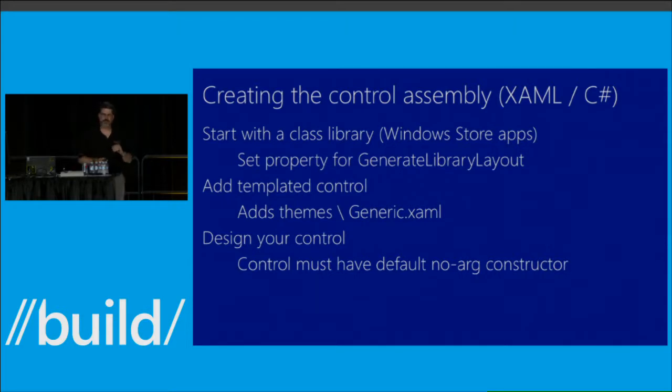Add your themes, but before you do that, you want to right-click and say Add Templated Control. That's a special type that you can add to a Windows 8 XAML project. And this exposes what your user will need to attach templates for look and feel. So you don't have to code all that infrastructure. And then write your control. Draw it. Do whatever you want to do.